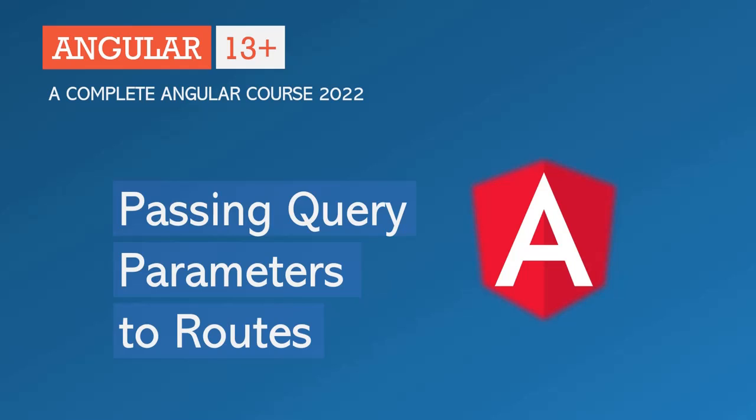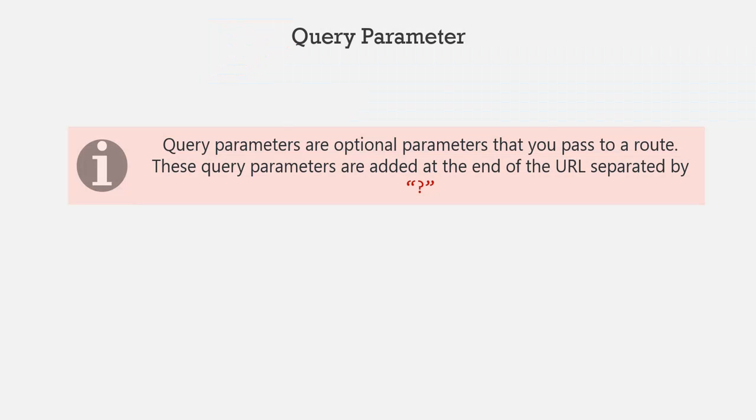In this lecture, you will learn what is a query parameter, how to pass a query parameter to a route, and then how to retrieve the value of a query parameter from the route. So basically, query parameters allow us to pass optional parameters like page number, product name, etc. to the component. So what is a query parameter?